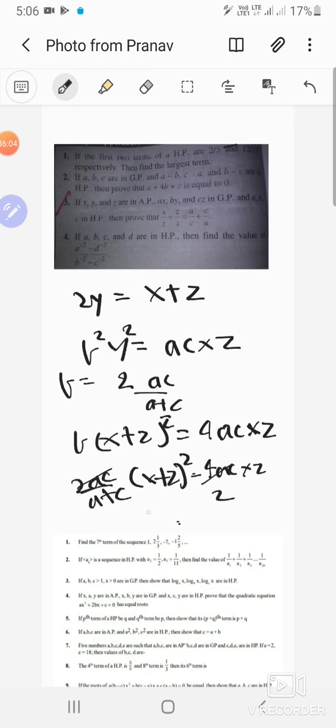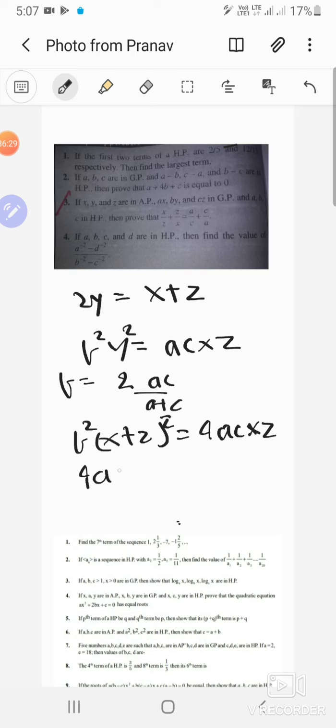So what does this give me? Well, I think something is weird over here. Oh, we're supposed to be doing b squared over there. That's a big problem. Sorry, it's supposed to be b squared. Fine, which means that this is going to be 4a squared c squared upon a plus c whole squared, into x plus z whole squared, and this is going to be equal to this thing.